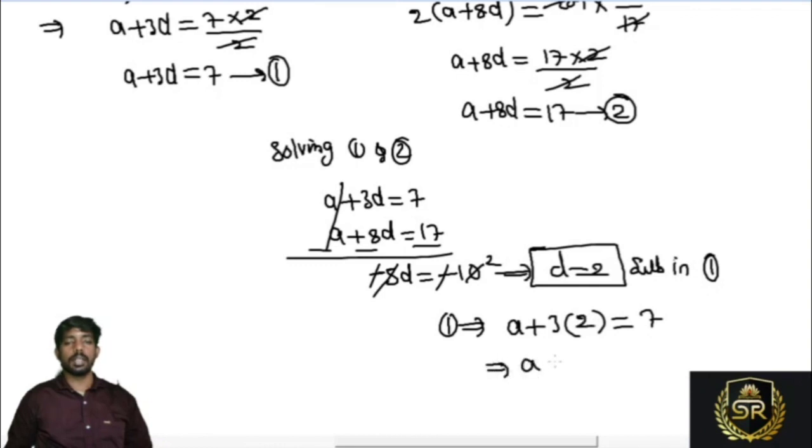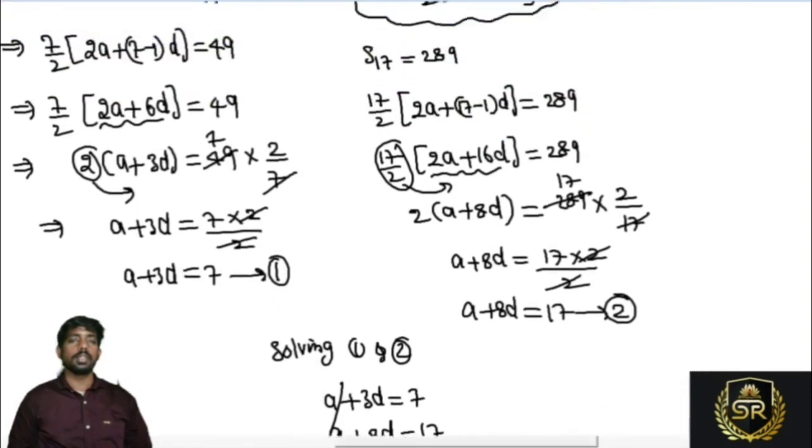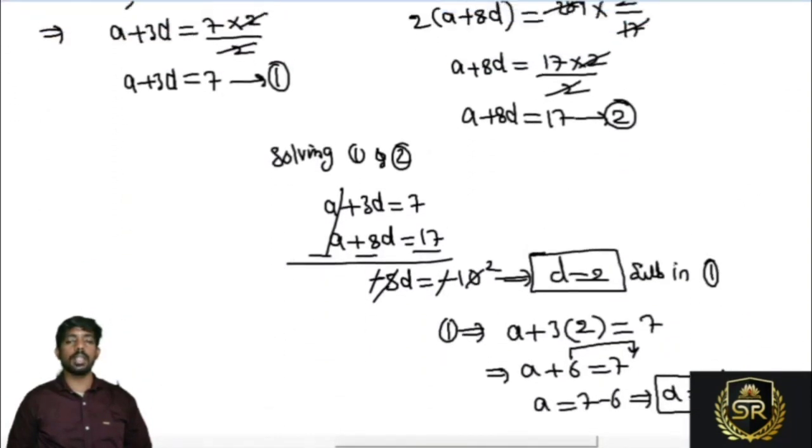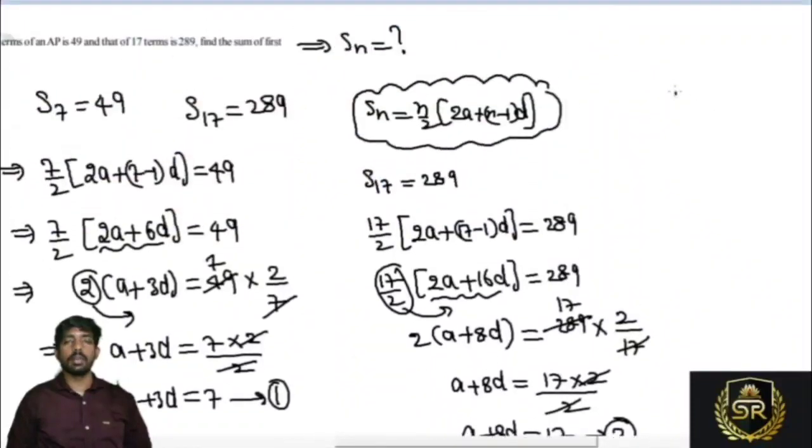So a plus 3 2s are 6 is equal to 7. 6 sends to the right-hand side: a is equal to 7 minus 6. From here, a is equal to 1. Therefore, a is equal to 1, d is equal to 2. We got it, right? So we have a is equal to 1, d is equal to 2.